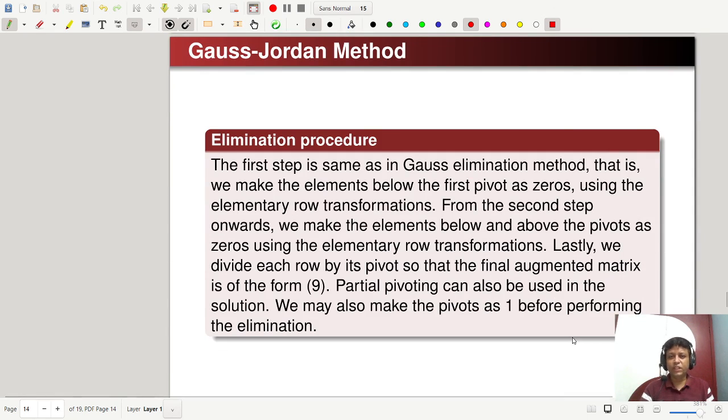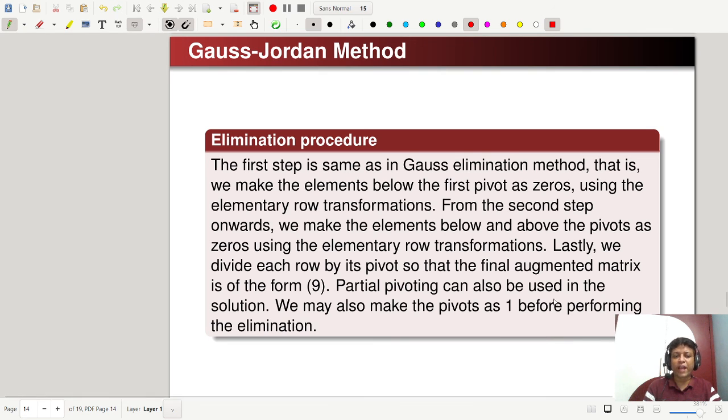So the first step is the same as the Gauss elimination method. That is, we make the elements below the first pivot zeros using the elementary row transformations. From the second step onwards, we make the elements below and above the pivots zeros. You have to make zeros above the pivots using the elementary row transformations. Lastly, we divide each row by its pivot so that the final augmented matrix is of the form I x equal to D.